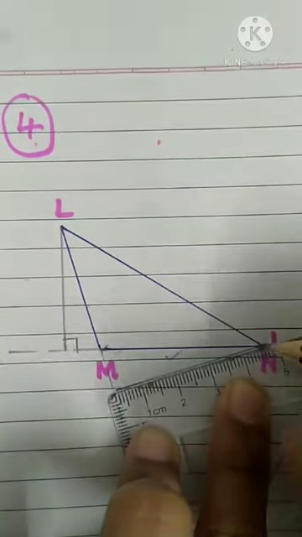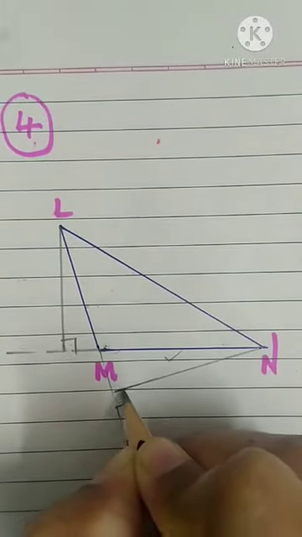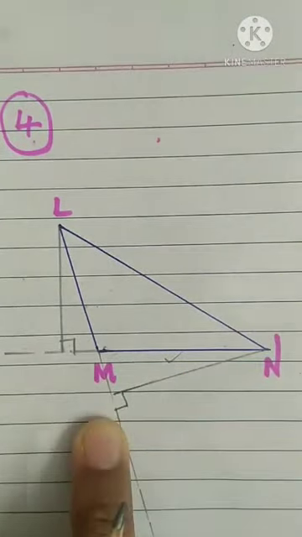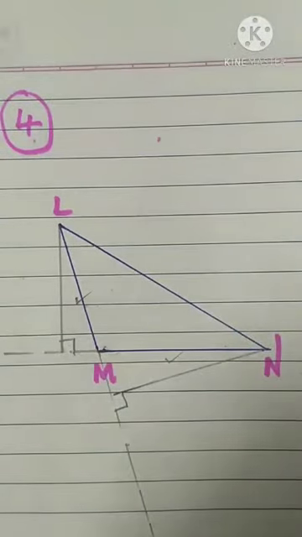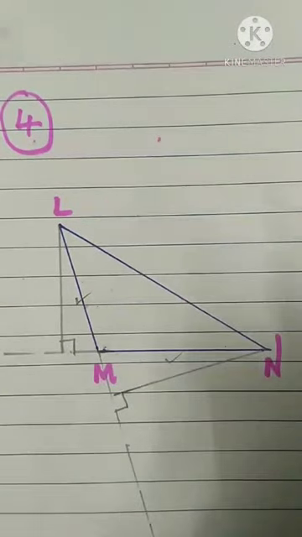Draw the altitude from vertex N. So you got the second altitude. This second altitude was for side LN, so I put a tick mark. That altitude also came outside the triangle.